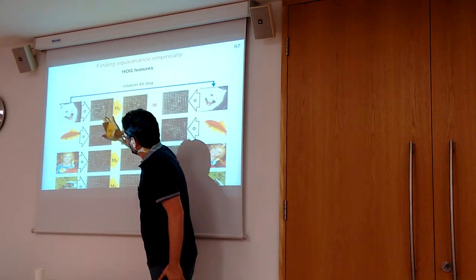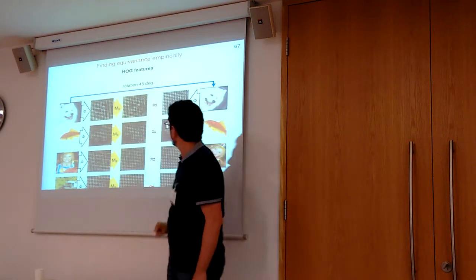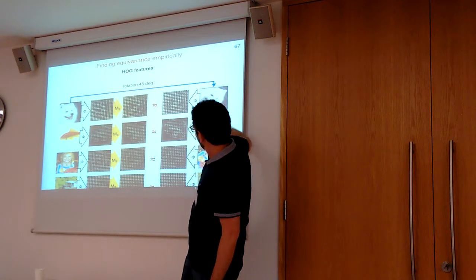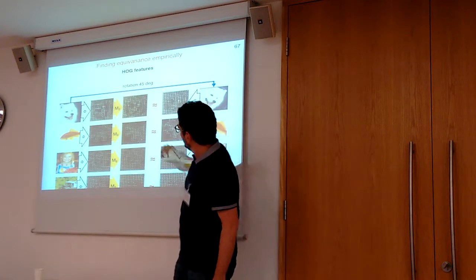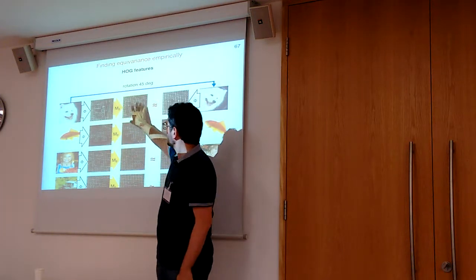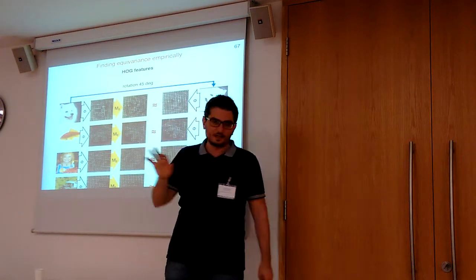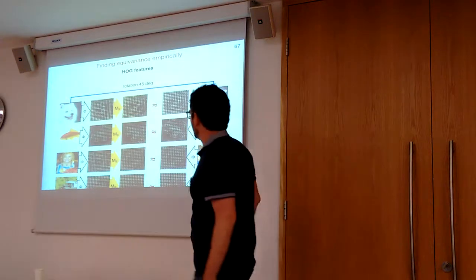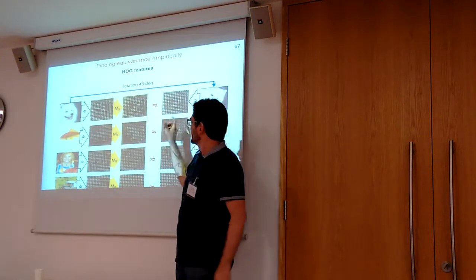Here we have HOG features for the dog, the fish, the woman. And here we have the same, but for the rotated dog, fish, and woman. And here we have the learned transformation, which essentially applies the same rotation directly in feature space. If you squint your eyes, you're going to see that these two things are very similar.